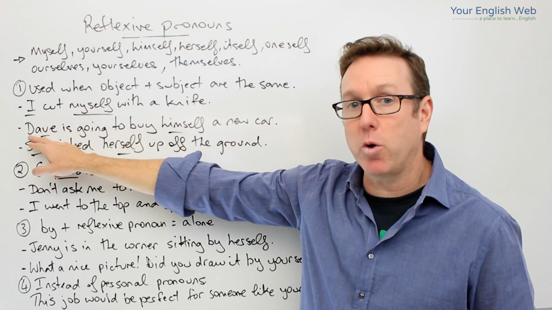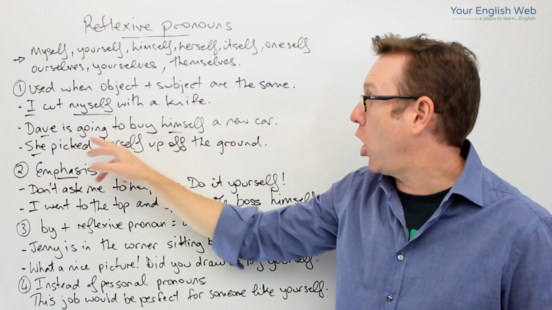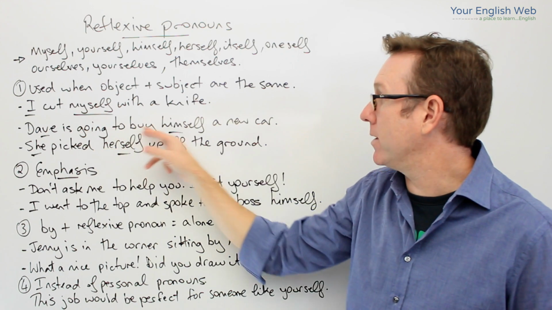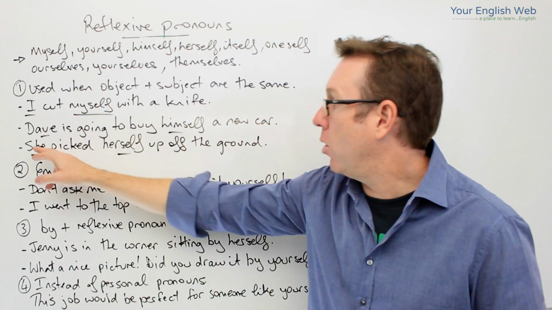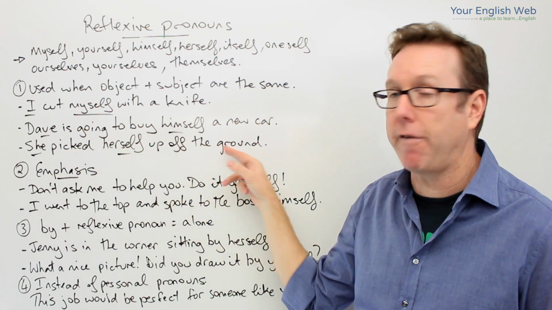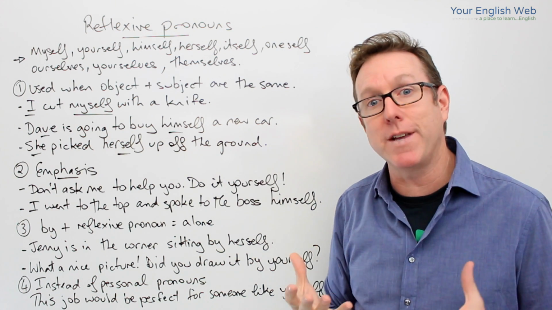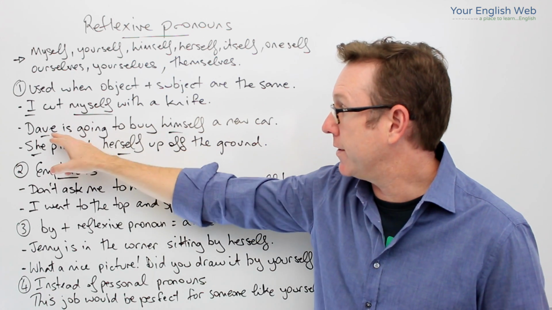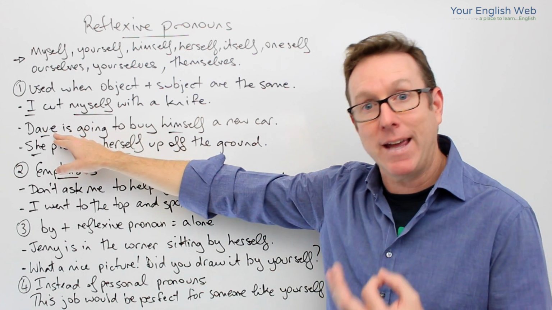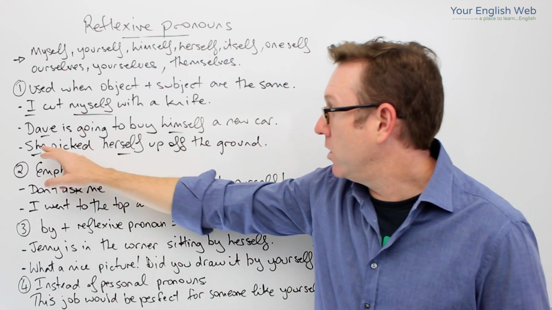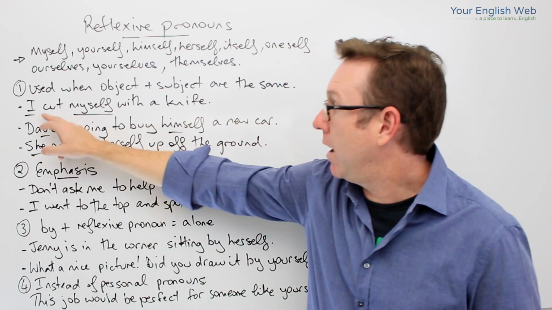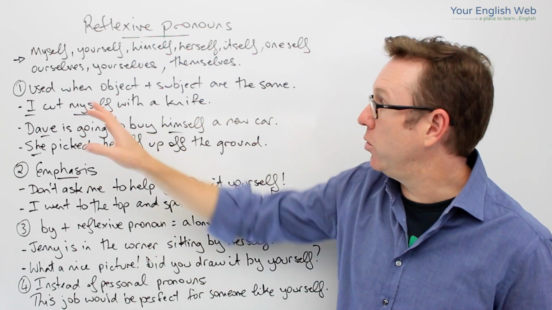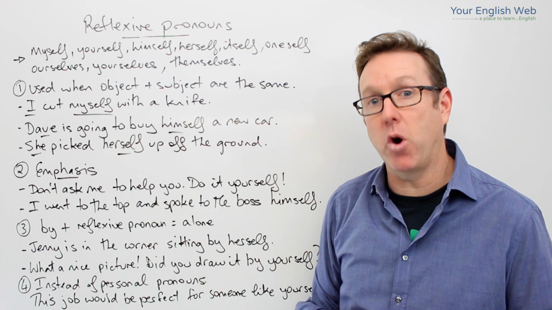Now, another example that we have here. Dave is going to buy himself a new car. Okay? Dave is going to buy himself a new car, or she picked herself up off the ground. So in all of these examples, the reflexive pronoun is related to the subject. So Dave, he, himself. She, herself. I, myself. Okay? That is when we normally use reflexive pronouns.